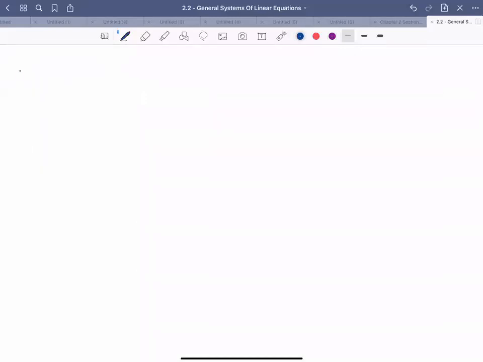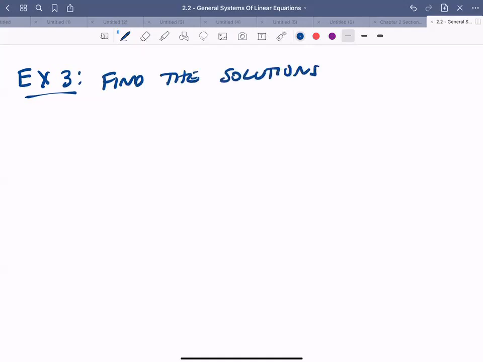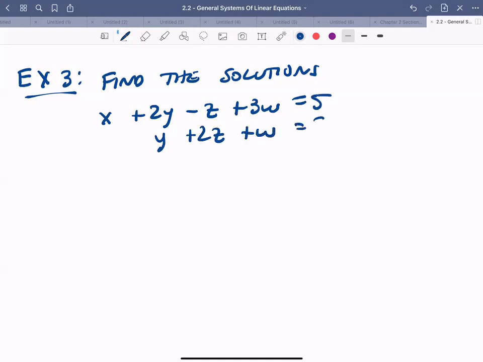All right, so example 3. Find the solutions. X plus 2y minus z plus 3w equal to 5. And then I have y plus 2z plus w equal to 7.